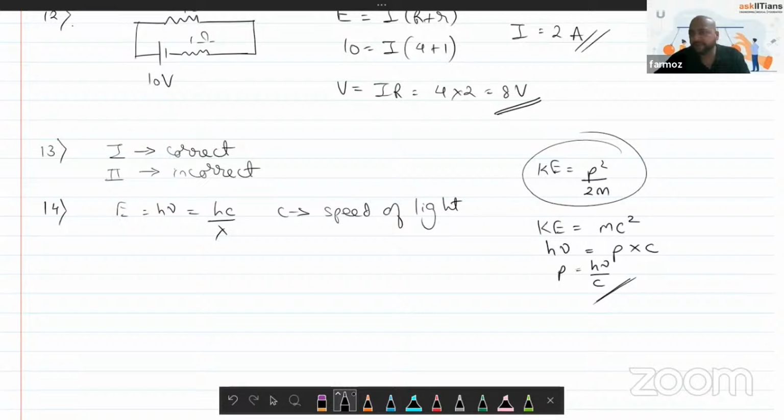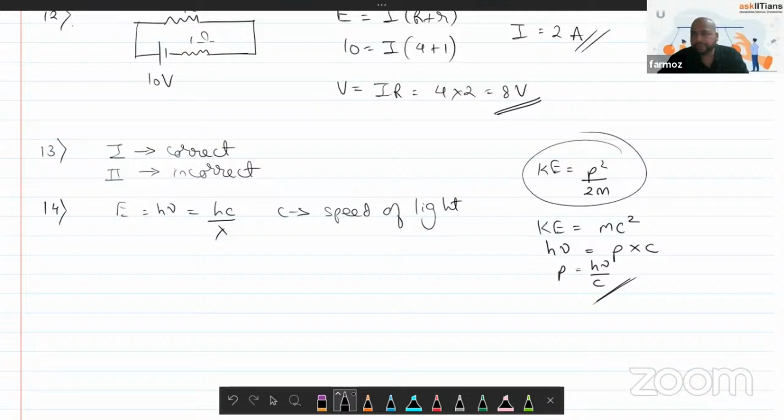Okay, so which option satisfies all three conditions, that A, B, and C are correct? That is the only option, option number 2. The option number 2 says that A, B, C, and D are correct. So I can mark option number 2. Clear? Any doubt in this?